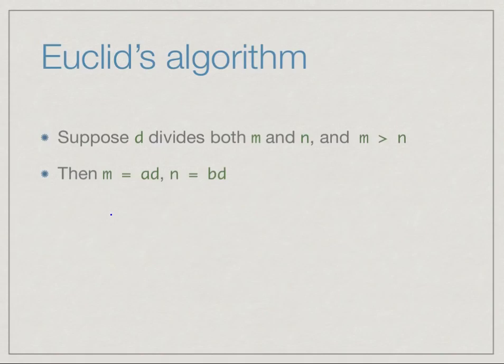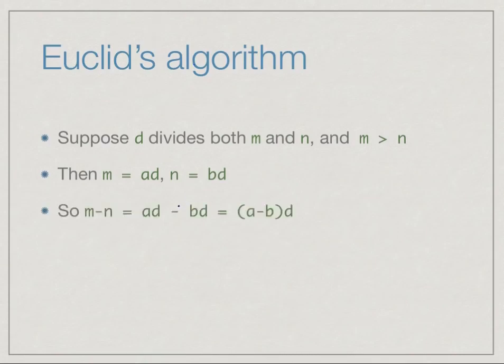So if D divides both M and N, we can write M as A times D and N as B times D for some values A and B. So M is a multiple of D and so is N. So if we subtract the equations, then the left-hand side is M minus N. So we take M and subtract N from M. So correspondingly, we subtract BD from AD. So M minus N is equal to AD minus BD. But since D is a common term, this means M minus N is (A minus B) times D.